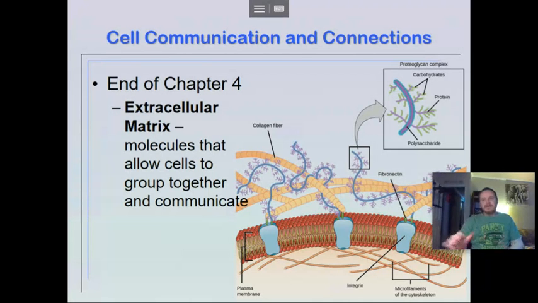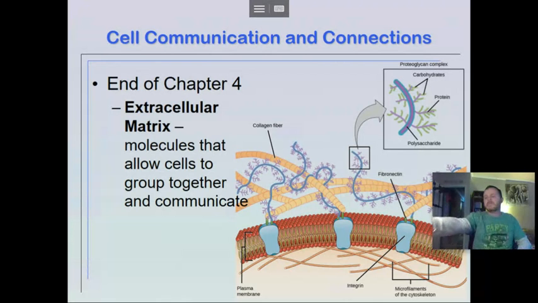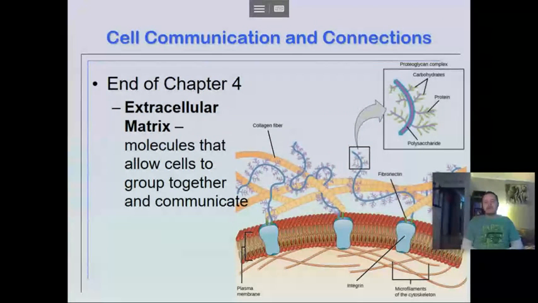All right, so today we're going to talk a little bit about how cells connect, how they work together. At the end of chapter 4, there's a discussion about what we call the extracellular matrix. It's in the intercellular space, the space between the cells.